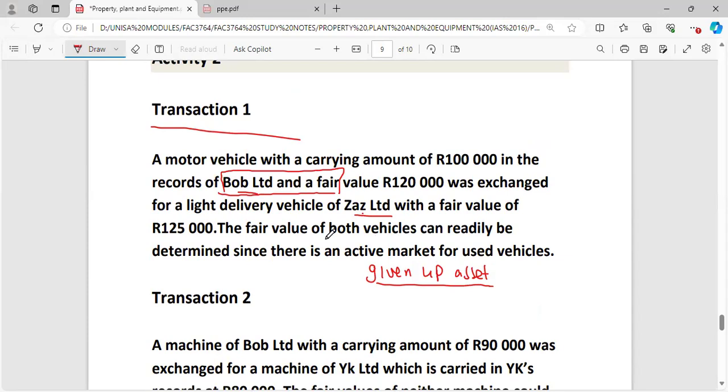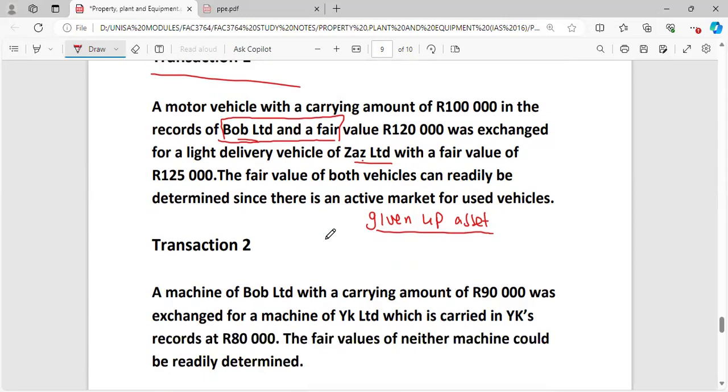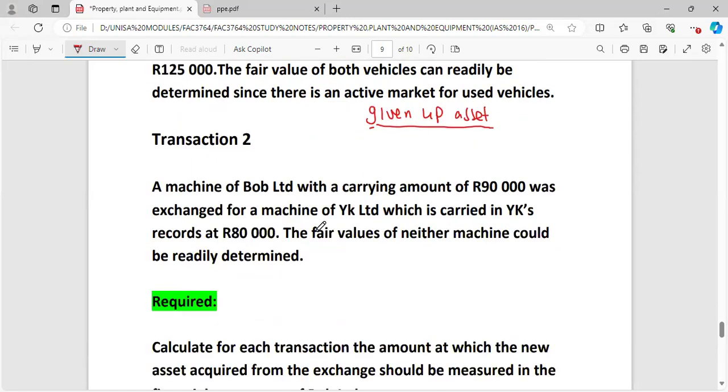I think that's how we should recognize the value of the asset in our books. Right? Then let's look at number 2.